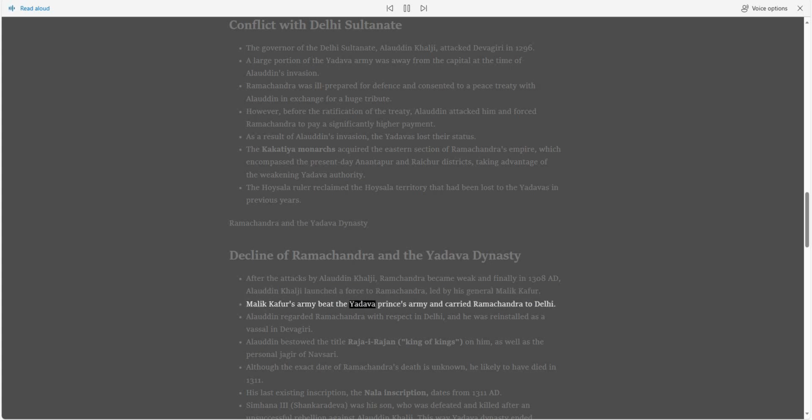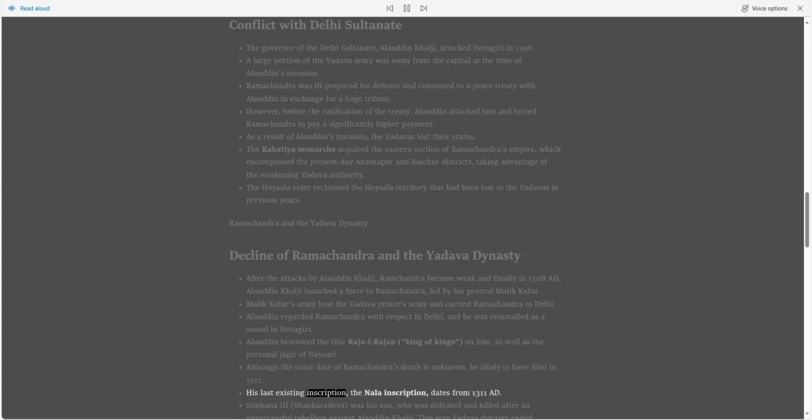Malik Kafur's army beat the Yadava prince's army and carried Ramachandra to Delhi. Alauddin regarded Ramachandra with respect in Delhi, and he was reinstalled as a vassal in Devagiri. Alauddin bestowed the title Raja-i-Rajan, King of Kings, on him, as well as the personal Jaigir of Navsari. Although the exact date of Ramachandra's death is unknown, he likely died in 1311.